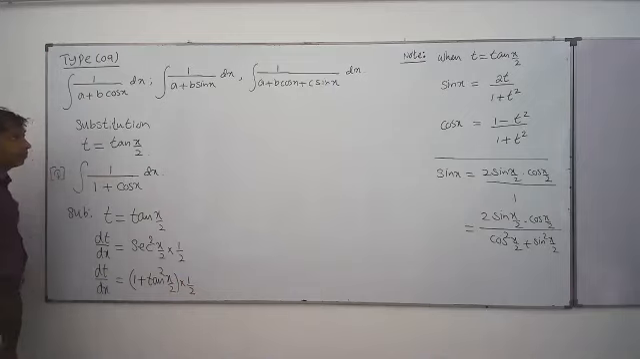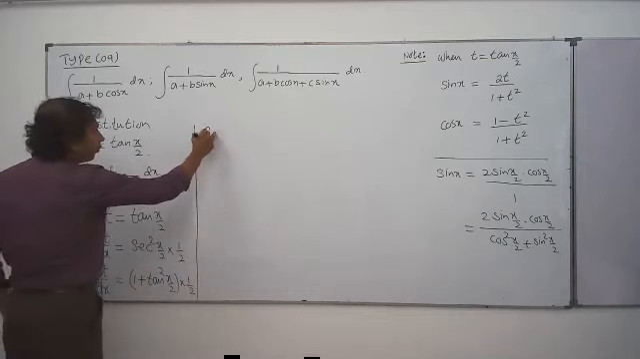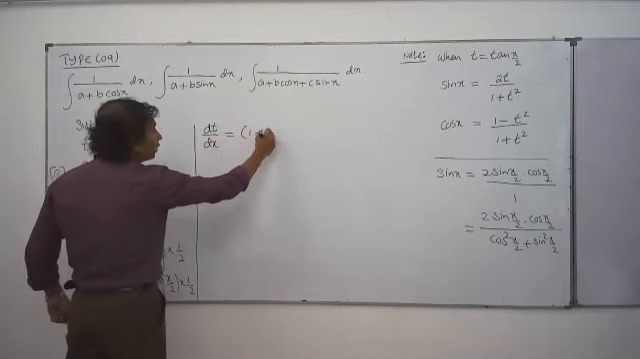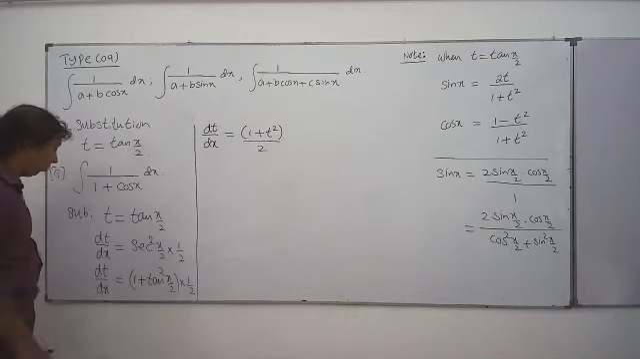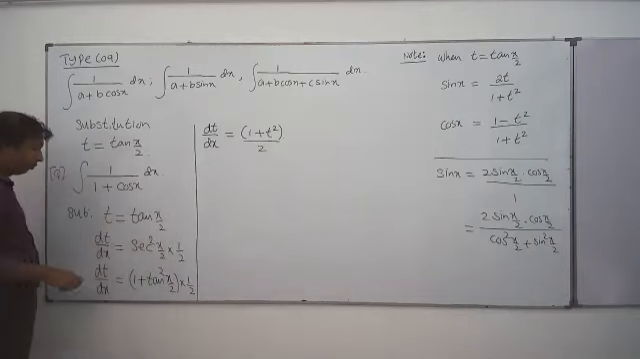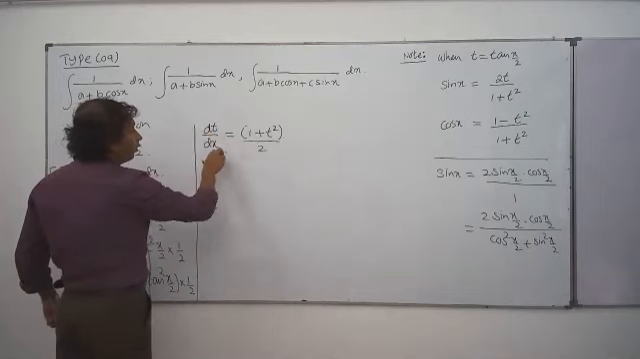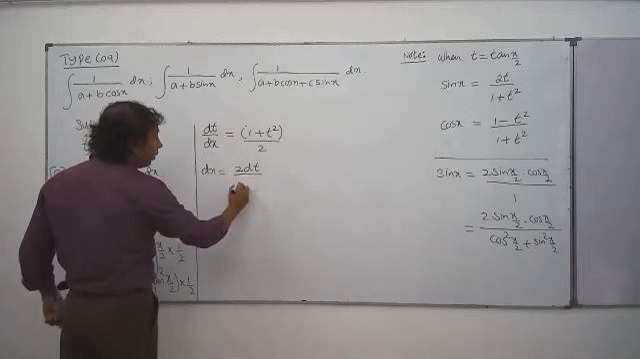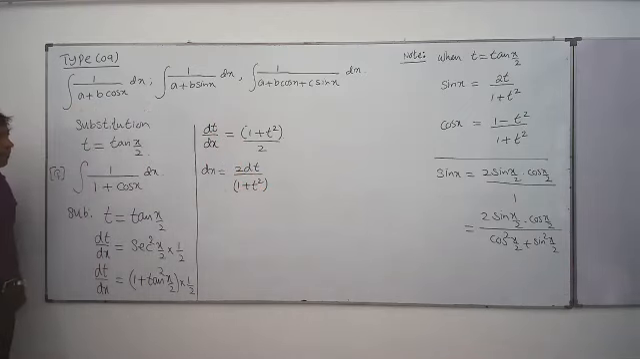But tan x by 2 is t. So dt upon dx is equal to 1 plus t squared by 2, because tan x by 2 is t. Then you can make dx the subject. Bring this here. Therefore, dx is equal to 2 times dt divided by 1 plus t squared. Okay? And now we start from here.